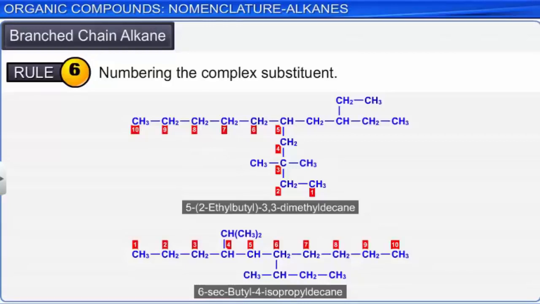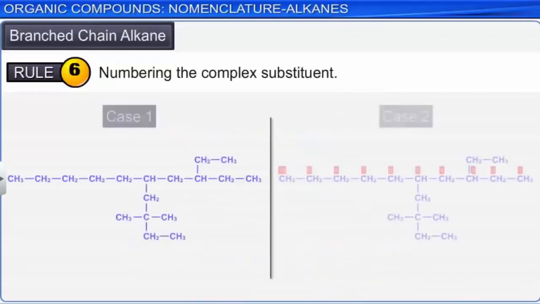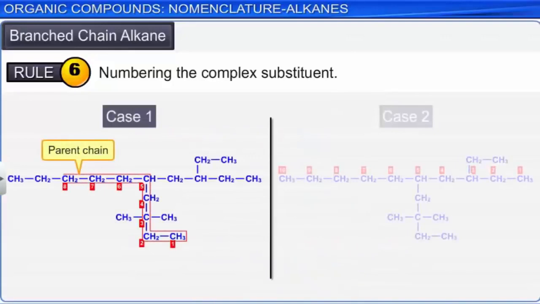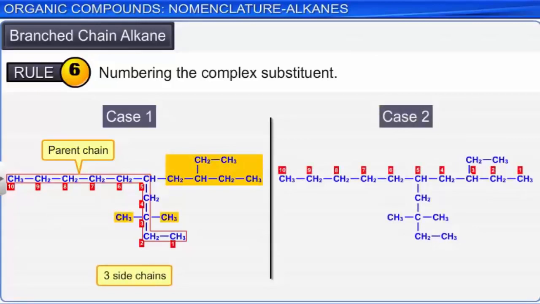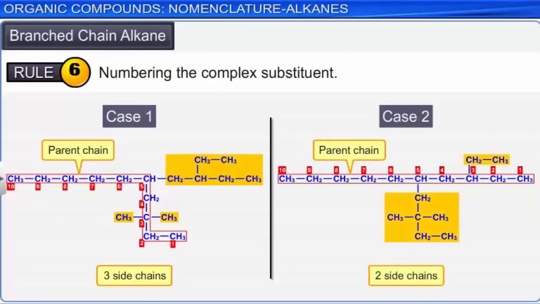alphabetical order. The parent chain, which contains more number of side chains, is selected. The chain highlighted in red has 3 side chains attached to it. If we select the other chain, as shown as the parent chain, it will have only 2 side chains attached. Hence, case 1 is the correct way to select the chain.